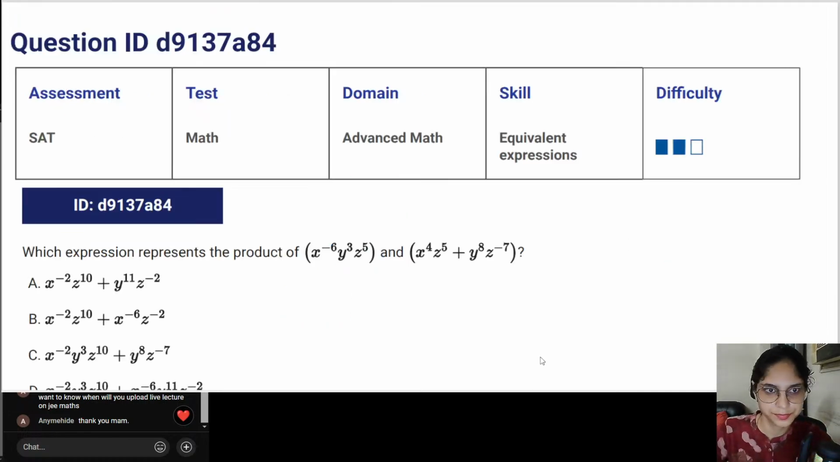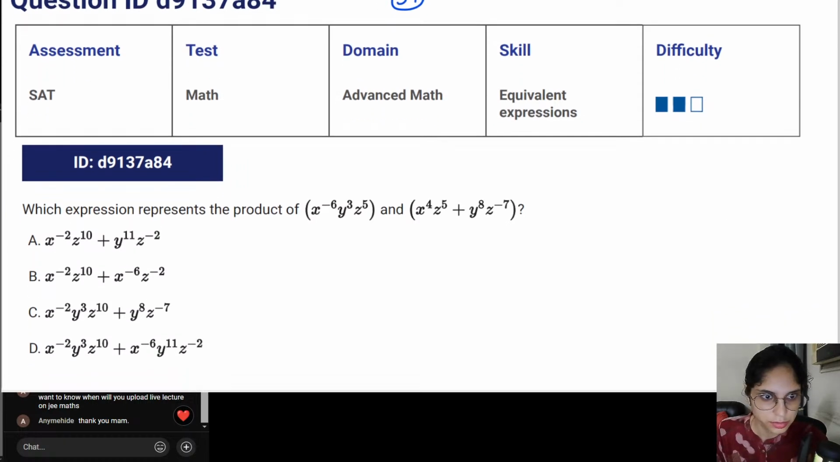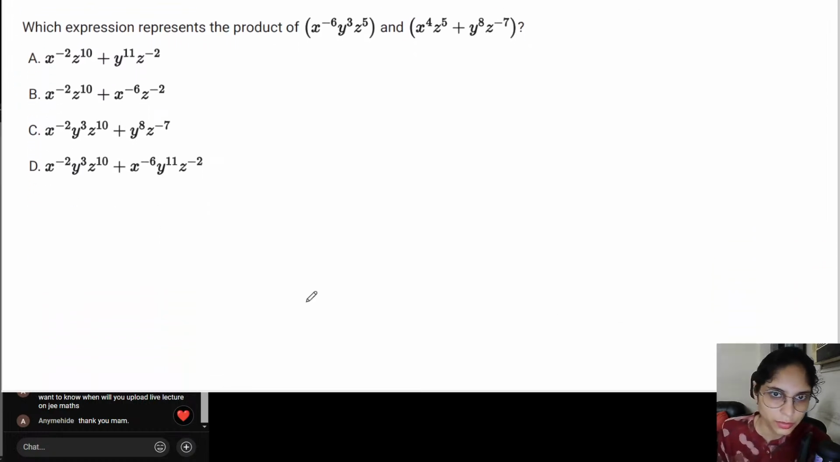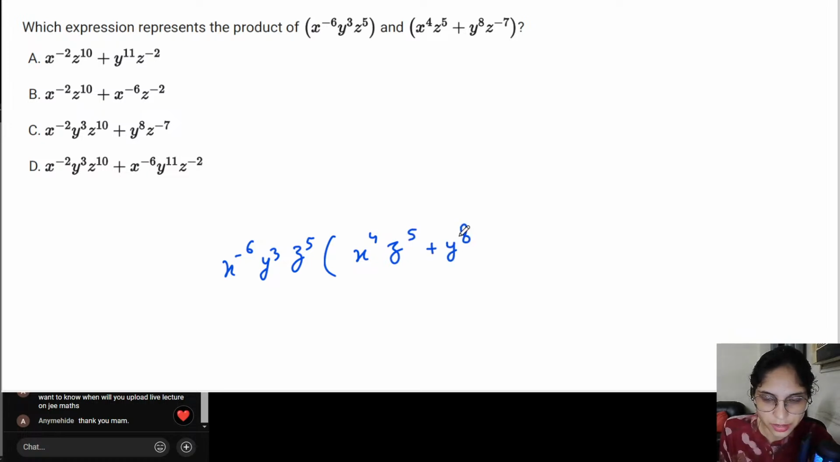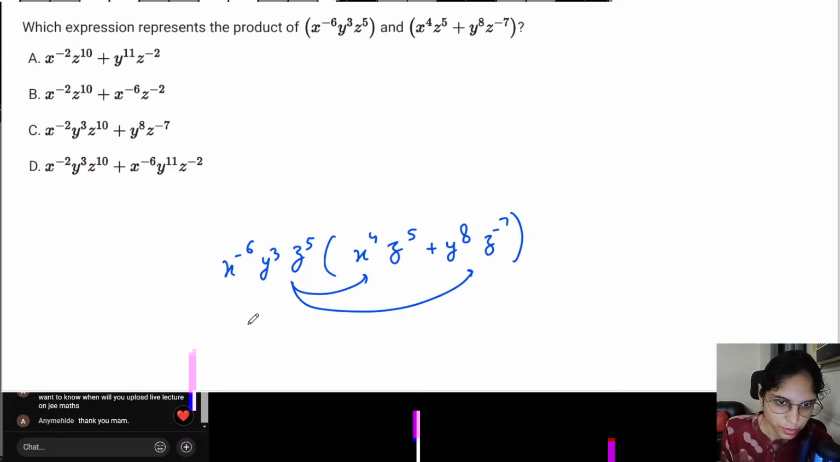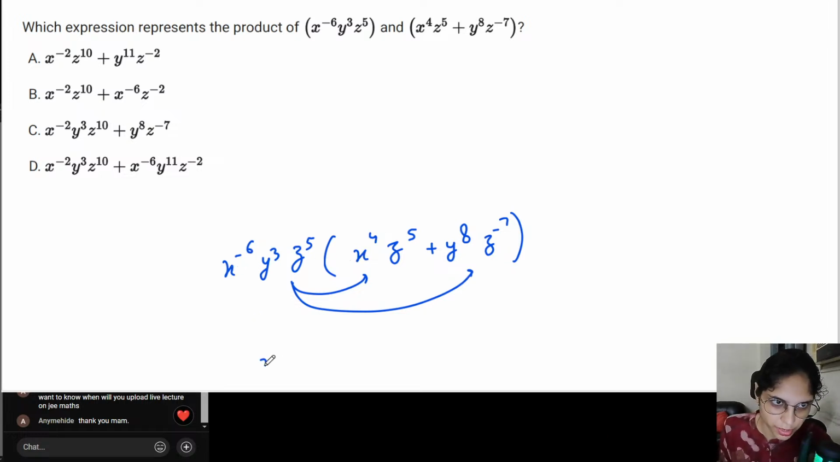59. Product. Okay. So x to the negative 6, y cube, z to the 5th, times x to the 4th, z to the 5th, plus y to the 8th, z to the negative 7. Product means you have to distribute. So here, in the first term, x is there, so negative 6 plus 4 is going to be x to the negative 2.